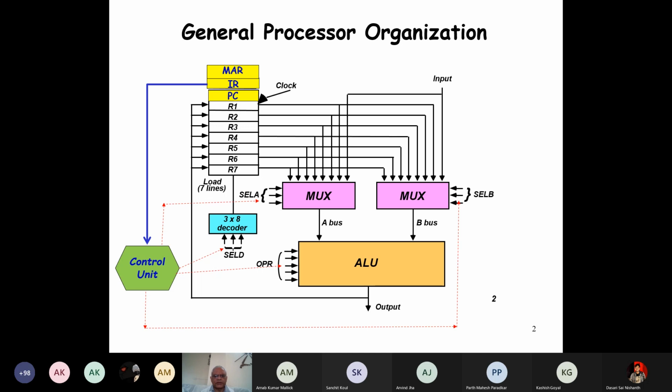And we have distinguished registers here: program counter, instruction register, and memory address register. And the output is again stored back in the register. In the control unit, it controls all these signals here, all these select signals, enable signals. The operation here, just see here, ALU can do various operations: add, subtract, multiply.